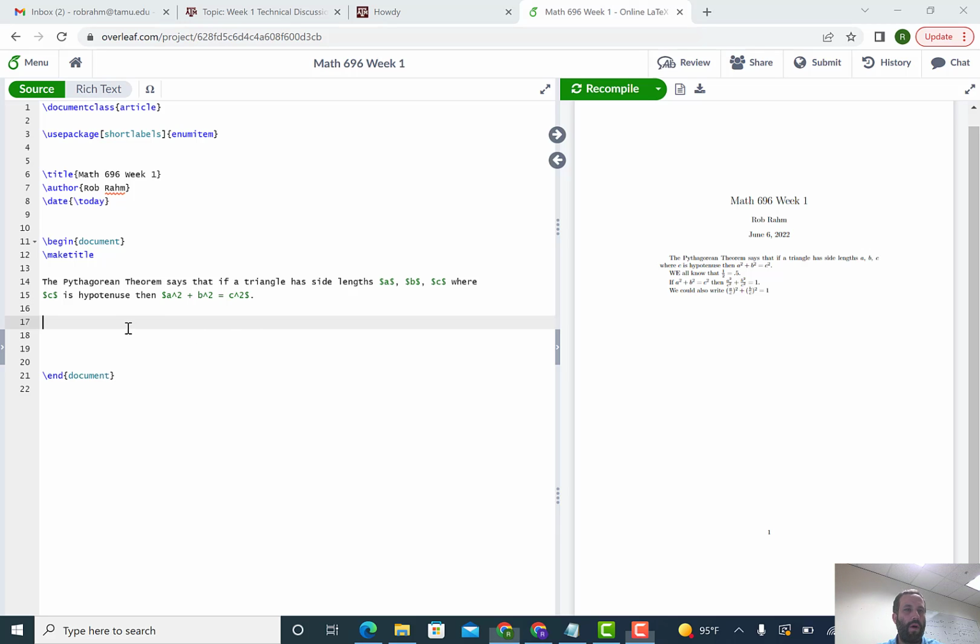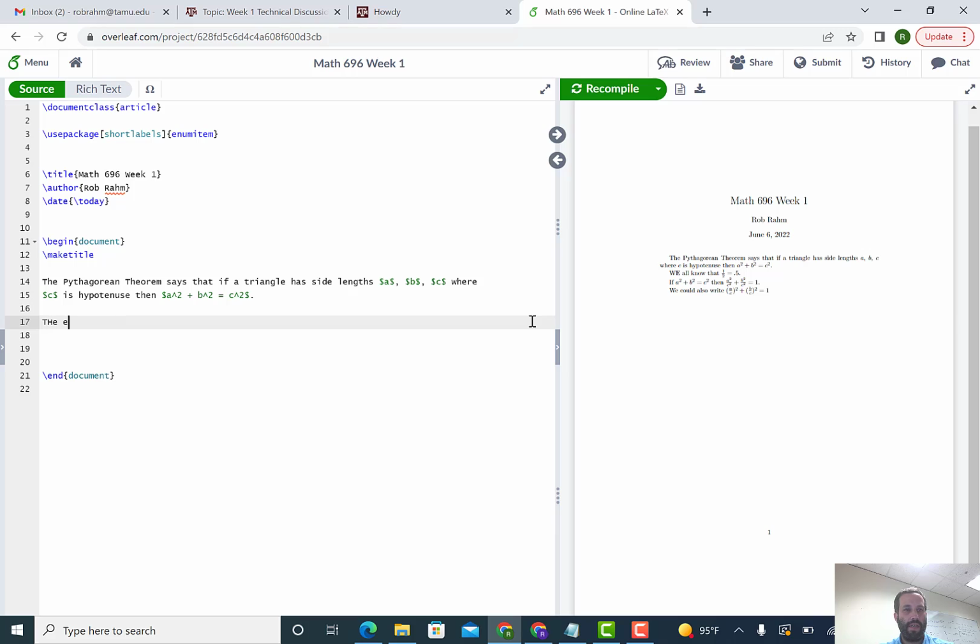Okay, so in this video, I want to show you basically one very simple command. This is going to be fractions. So if I want to do a over b, let's say, for example, I want to divide this equation by c squared, so that I have a squared over c squared plus b squared over c squared equals 1, I want to use fractions. I'm going to show you how to do that for this.